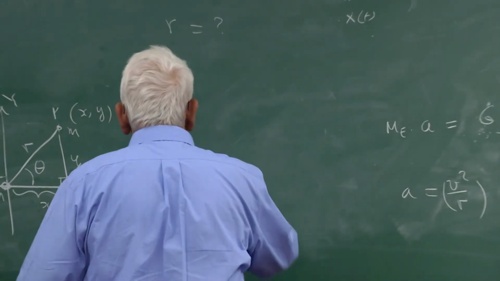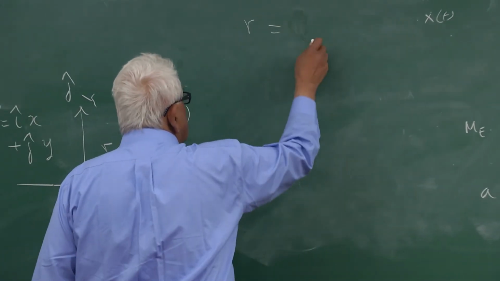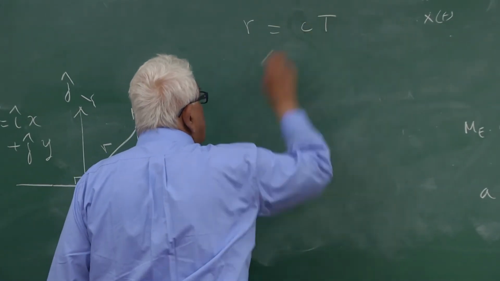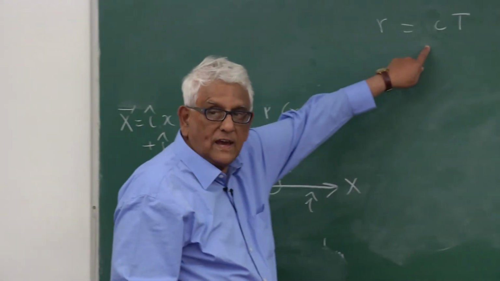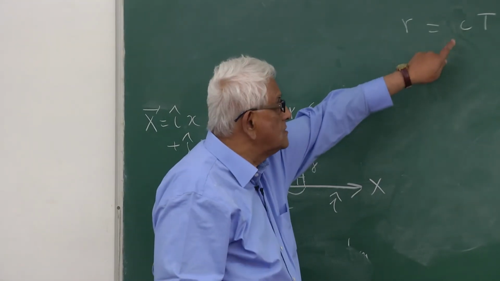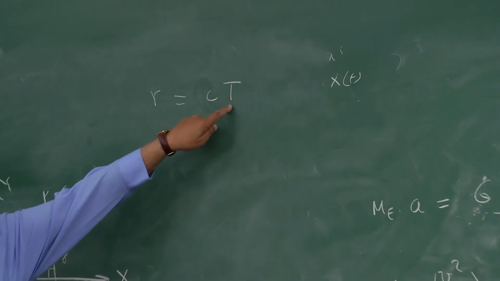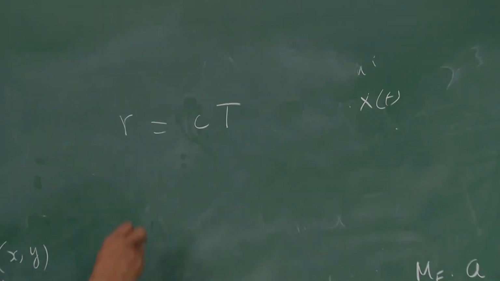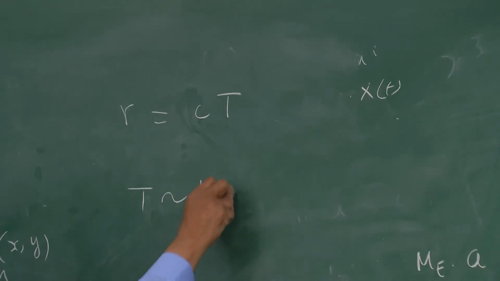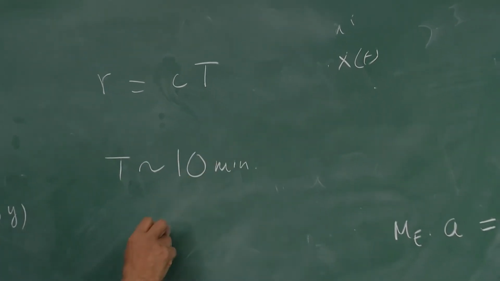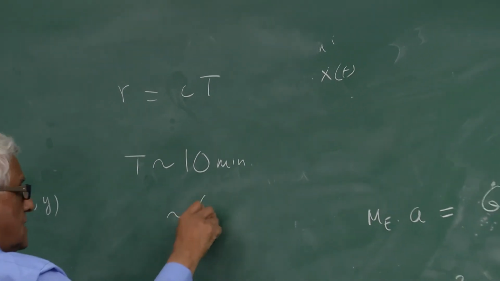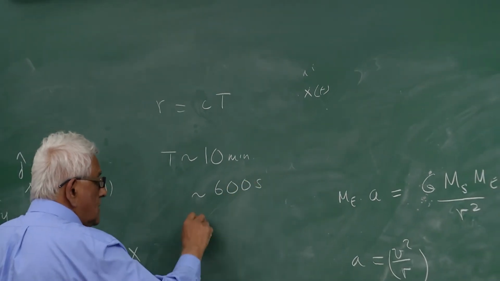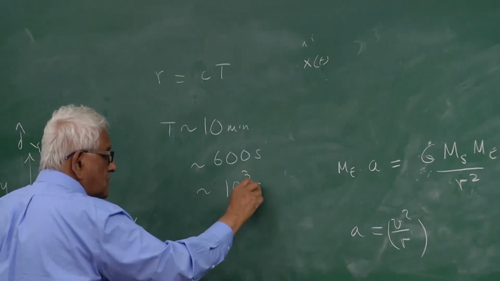So the distance is c times time. c is the velocity of light, centimeters per second, and this is seconds, so this is length. The dimensions are okay. So what is the t? t is roughly 10 minutes, which is 600 seconds, which I'll write as 10 to the power of 3 seconds.